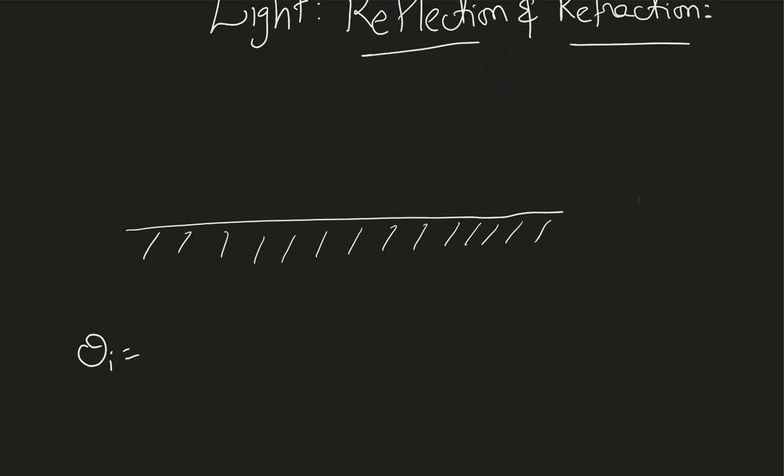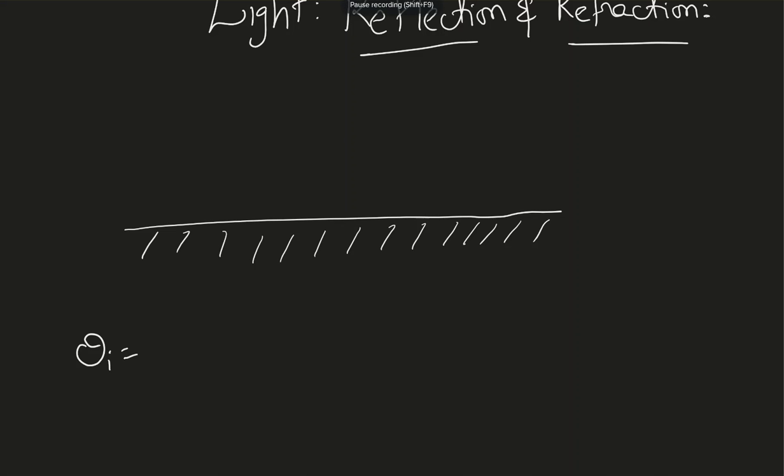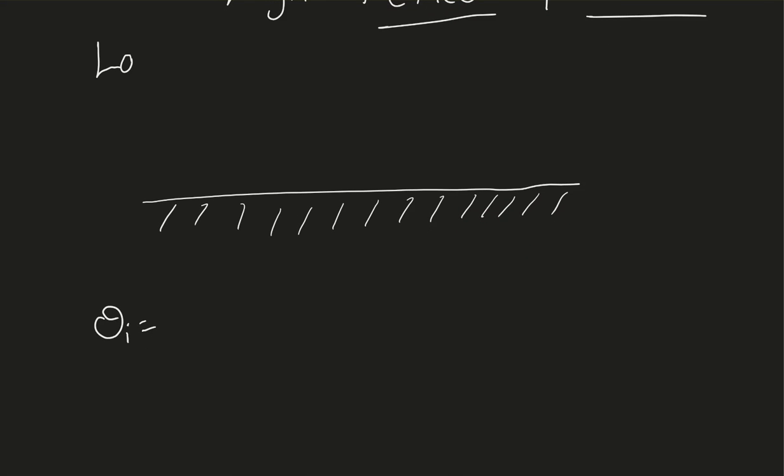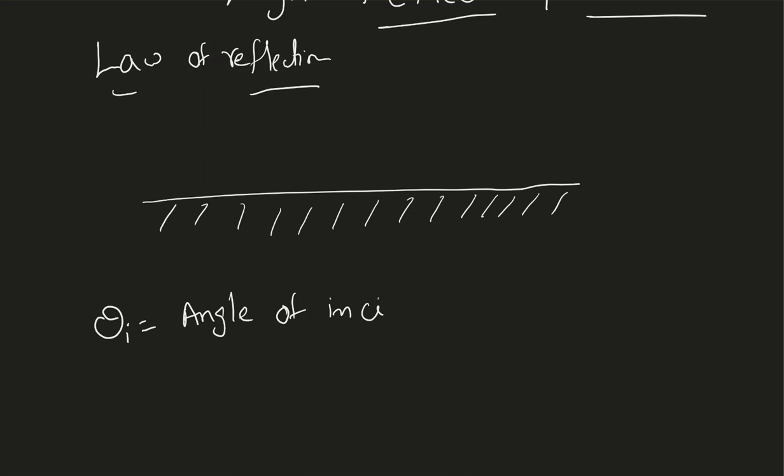Now I'm going to talk about the law of reflection. We're going to do many examples based on this law of reflection. In the law of reflection, we need to know two angles. One is called theta I. Theta I is called the angle of incidence. What is the angle that the light ray falling onto the object makes with respect to the normal? And theta R is called the angle of reflection.